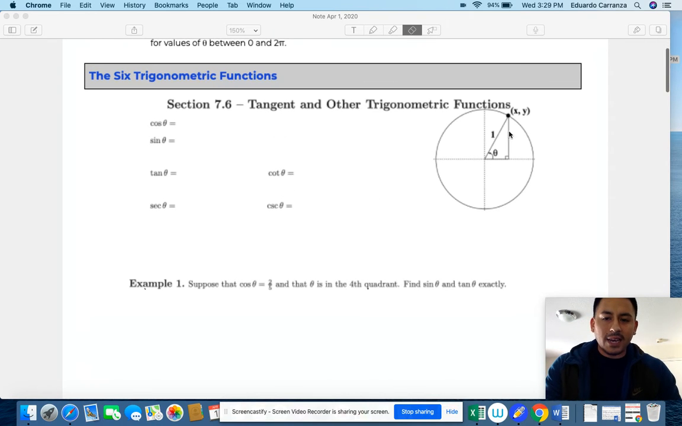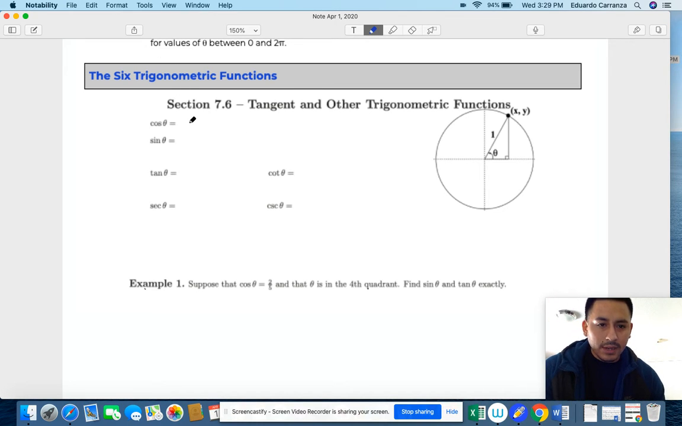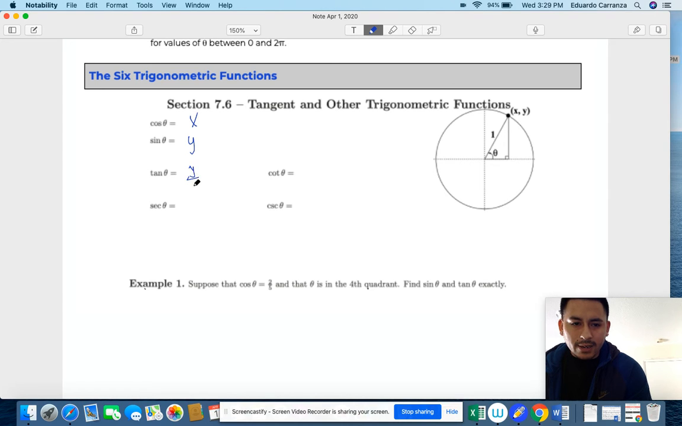So what we have here is a right triangle embedded in our unit circle, and we're going to use it to define the 6 trigonometric functions that you see below. We already know 3 of them: cosine, sine, and tangent. So for cosine of theta, let me switch this to the pen. The cosine of that angle theta inside that right triangle is equal to the x-coordinate of the point that sits on top. Sine of theta is equal to the y-coordinate. Tangent of theta, we know that it is the y-coordinate divided by the x-coordinate.